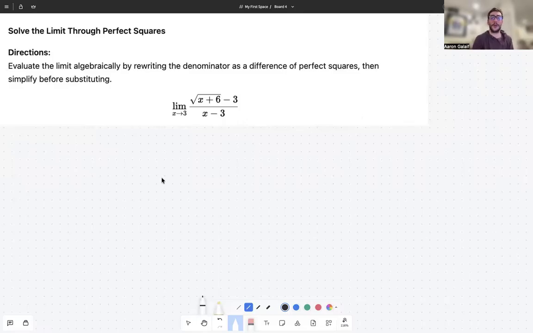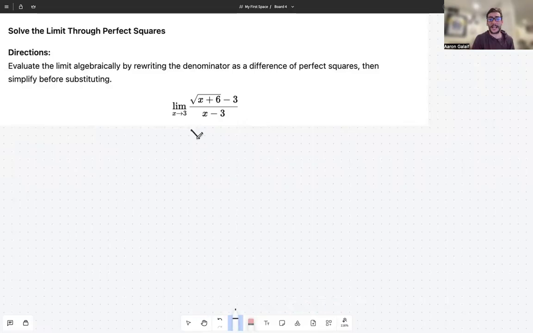Hello. In this video, we're going to go over how to solve this limit using the perfect square method. So the first thing we're going to do is recognize we need to change our denominator using perfect squares. I'm going to try my best to match it up with the numerator.